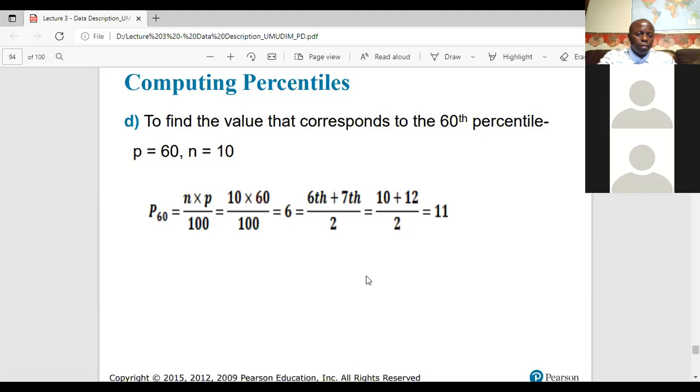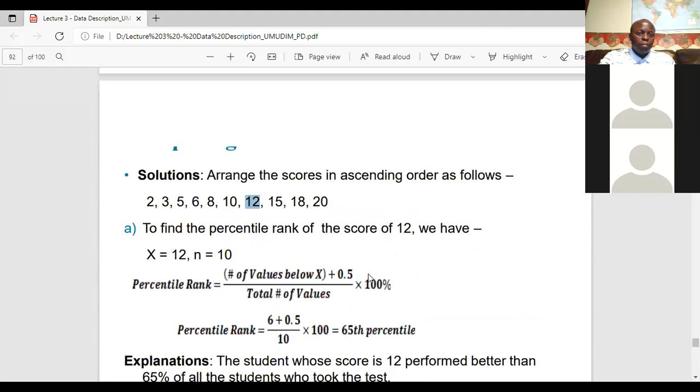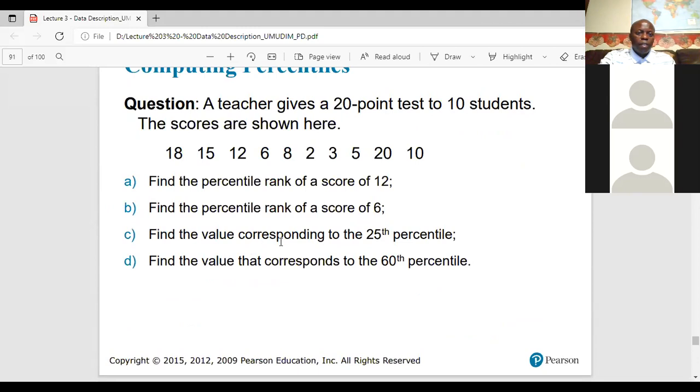I want to ask, how can you tell if the question is asking for percentile or is asking for quartiles? Because it's not stated in the question. Look at the question here. It says, find the value corresponding to the 25th percentile. So it is stated. And it says, find the value that corresponds to the 60th percentile. If they wanted quartile, they would say, find the first quartile. So they will mention it in the question.